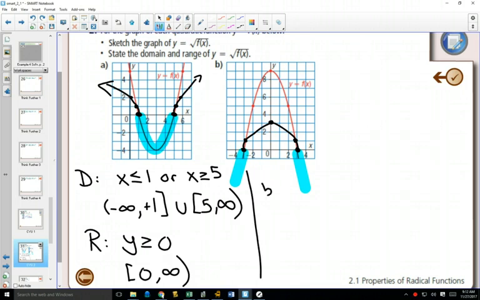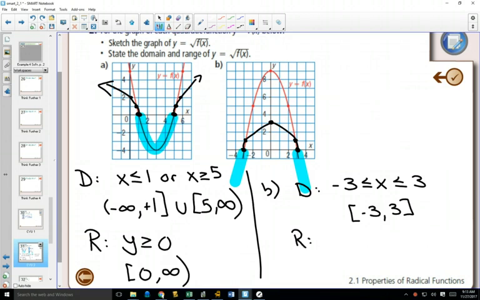For part B, your x values for your domain, they go between -3 and 3. So in set notation, you could write it like this. Or in interval notation, square brackets on both sides, it goes from -3 to 3. For your range, in set notation, the smallest value is 0. The largest value is 3. Or in interval notation, you could go from 0 to 3.